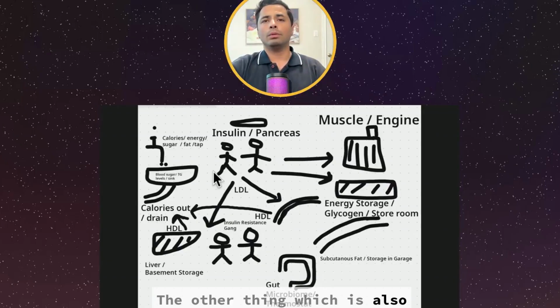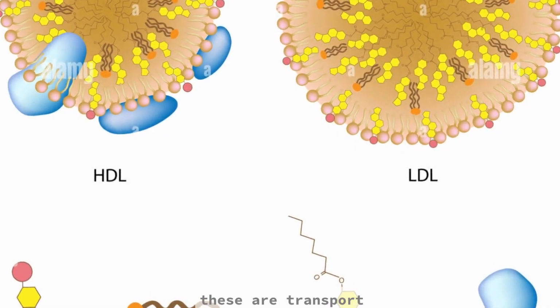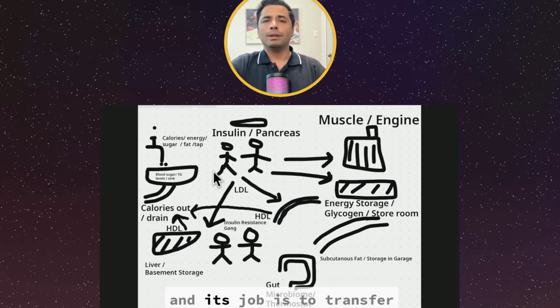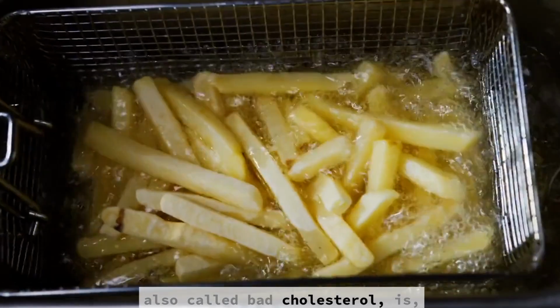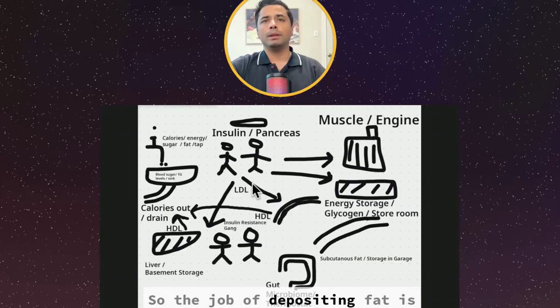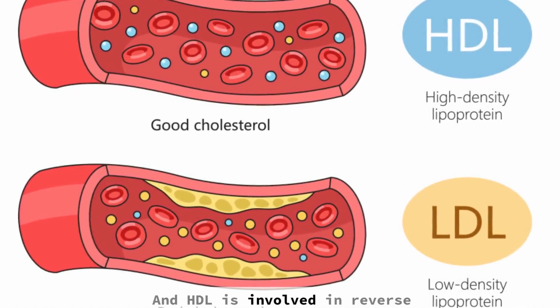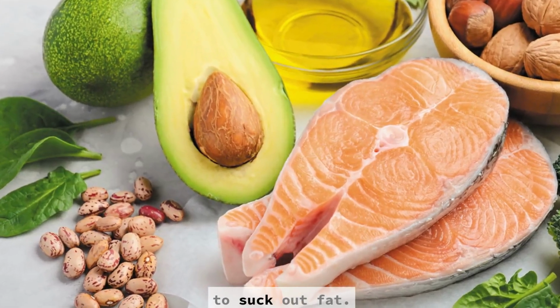The other thing which is also often present in metabolic syndrome is low HDL. What is HDL and what's LDL? Well, these are transport molecules of fat. It's a transport molecule which comprises fat and protein, and its job is to transfer triglycerides. The job of LDL, also called bad cholesterol, is to deposit fat into the body. So the job of depositing fat is done by the bad cholesterol. And HDL is involved in reverse cholesterol transport. So the job of HDL is to suck out fat.